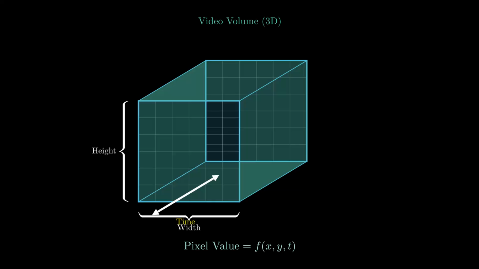By treating video as a volume, the model ensures consistency. However, processing this entire volume at once is computationally expensive. So the model breaks this volume down into smaller, manageable 3D chunks called spacetime patches. Let's see how that works.